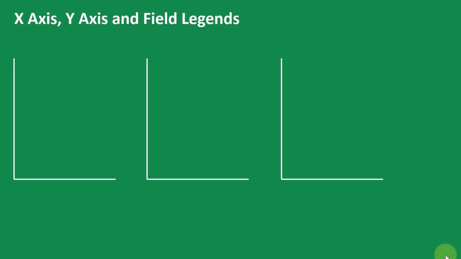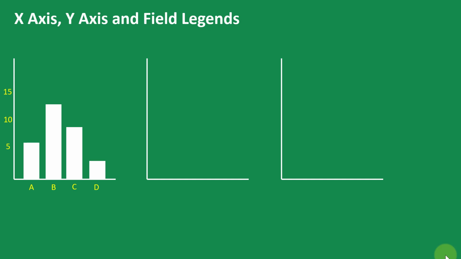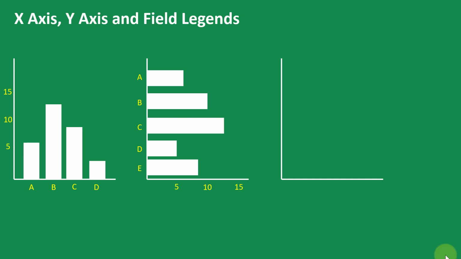So for my first chart, basically, that could be a column chart like this. And this column chart is displaying the category on the X axis and the quantities on the Y axis, right? Now, the second chart, which happens to be a bar chart, is displaying the categories on the Y axis and the quantities on the X axis. While the third chart, which is a line chart, is also displaying the categories on the X axis and the quantities on the Y axis.